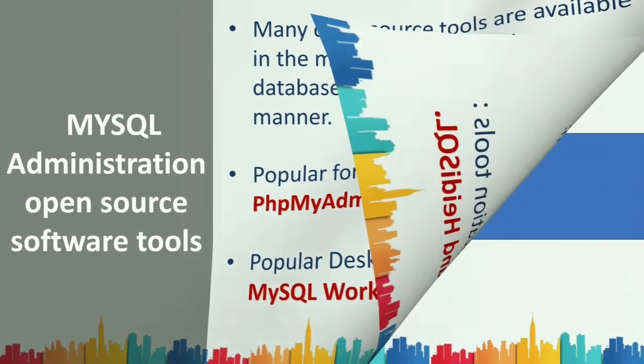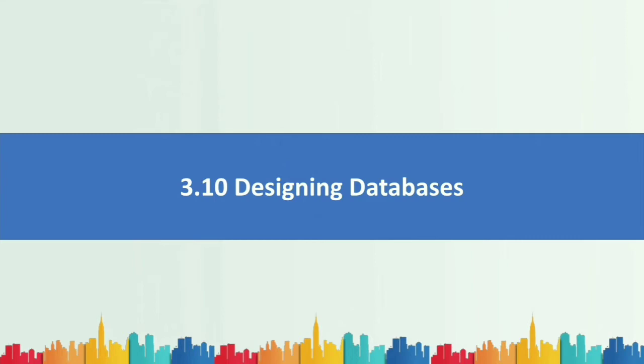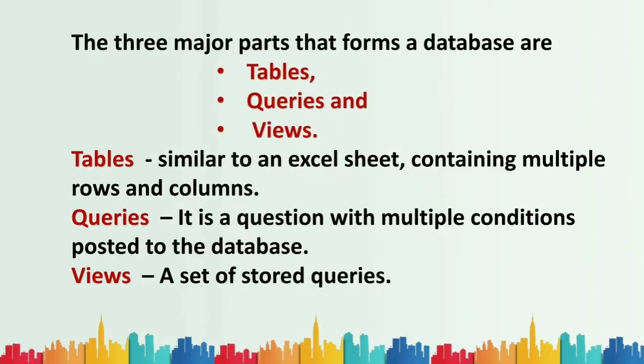The next topic is designing databases. So let's check how to design the database. There are three major parts that form a database: table, query and views. We all know what a table is. A table is similar to an Excel sheet that contains multiple rows and columns. And what is a query? Yes, it is a question with multiple conditions posed to the database.